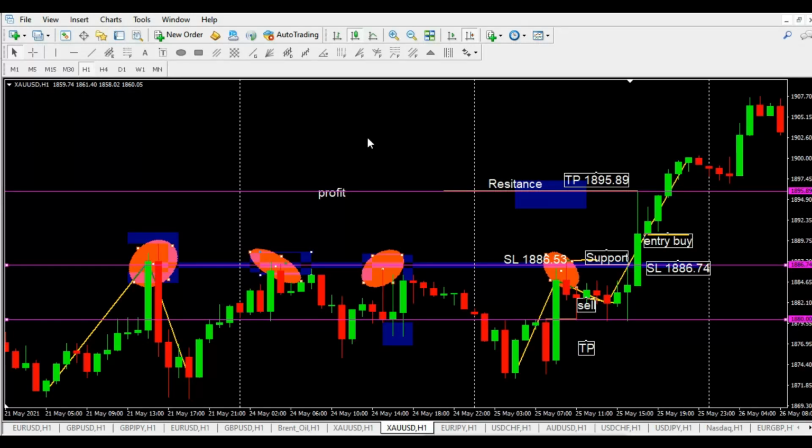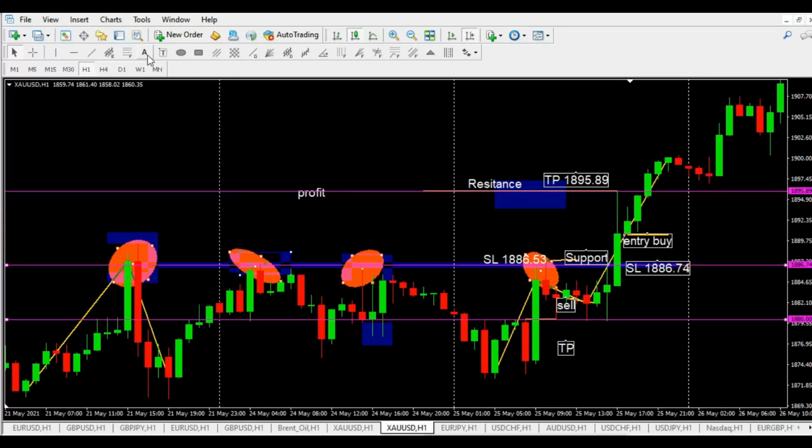The second case on the screen, the buy entry. If we break the resistance, we don't have to wait for a second confirmation like a second or third candle, because the first one is the breakout and the second one is the confirmation. Okay, sir.